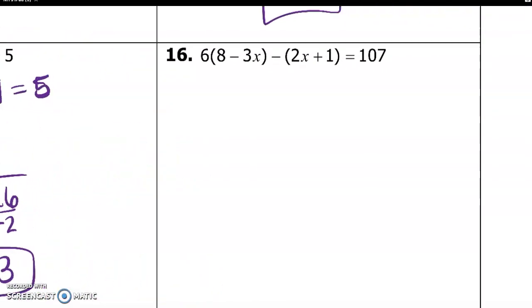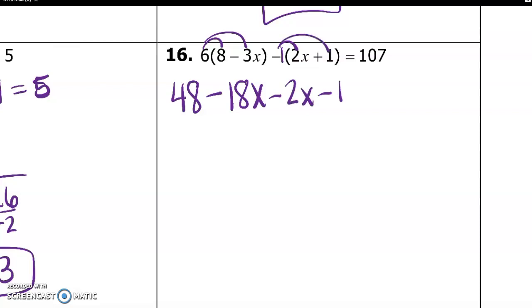And the last one we have to distribute twice. So first we distribute the 6. 48 minus 18x. We are not distributing 6 to the next set. We're distributing a negative 1. So minus 2x minus 1. Negative 1 times positive 1 is negative 1 equals 107.